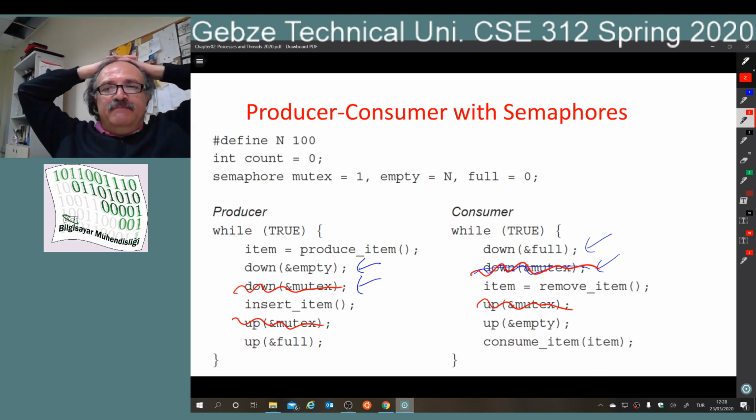Any answers? Why do I need mutexes? When you answer that question, I will ask the other question. Why do I need empty? Why do I need 2 semaphores to count the number of empty slots and full slots?